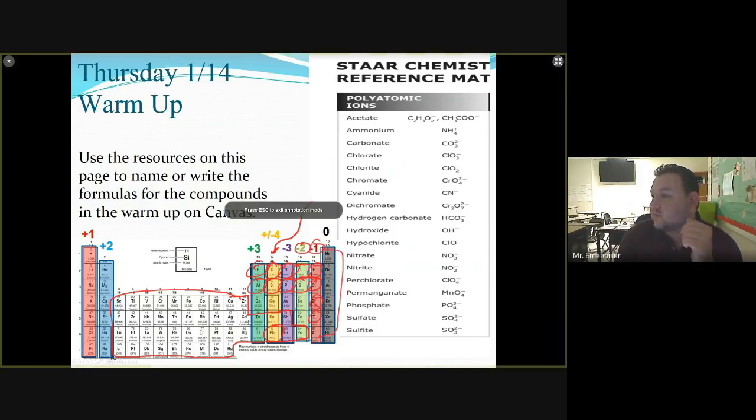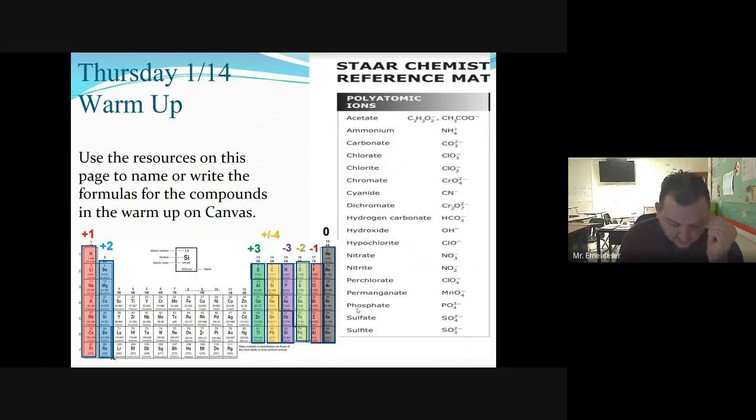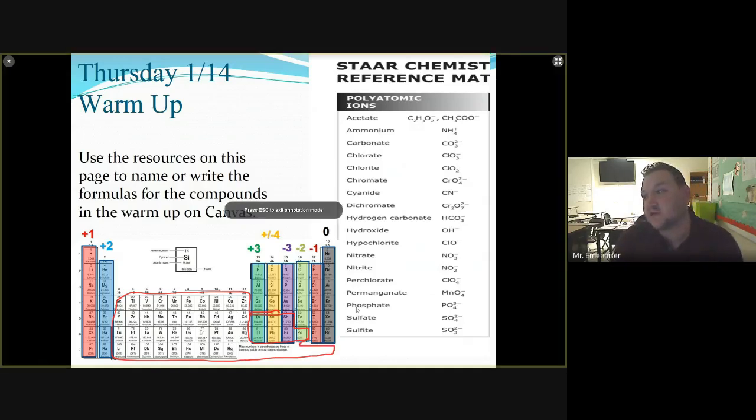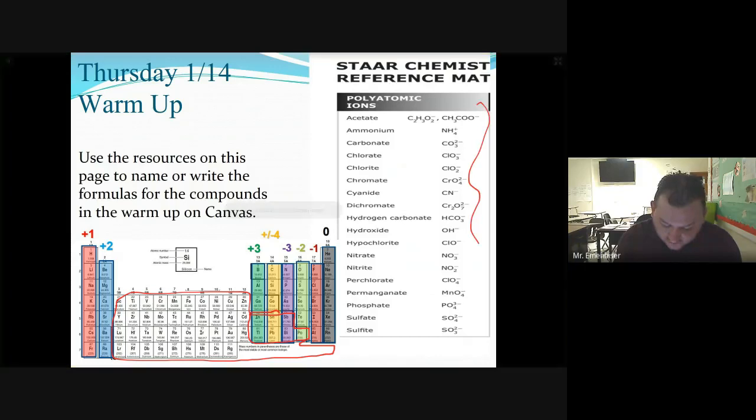All right, just keep in mind that these guys down here underneath the stair step, again, it's kind of these guys here, can have some weird things happen. So I almost consider these to be transition metals here. Okay. And this also includes the bottom 2 elements on the periodic table as well, okay? All right, and then we're also going to use our list of polyatomic ions here to do the warm-up, okay?